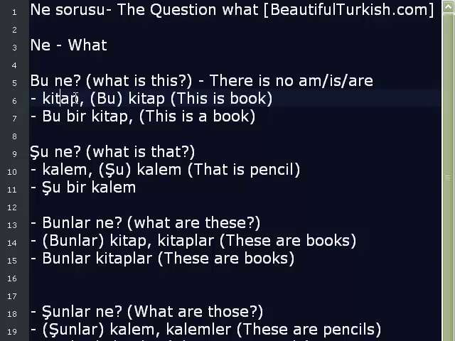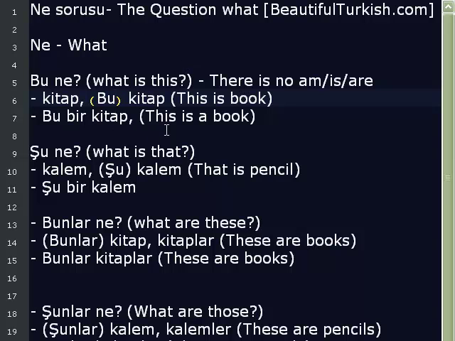In Turkish, to answer this question, usually you just say the name of the object, the noun. Bu ne? Kitap, which means this is book. Or rarely, sometimes if you want, you can use bu also within your answer. Bu ne? Bu kitap.